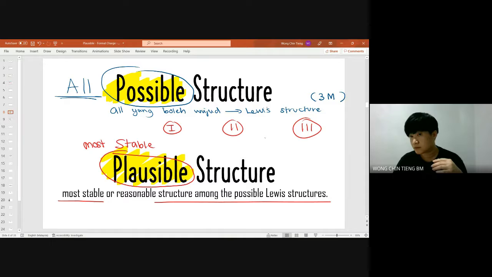Formal charge. Formal charge. Laika tak ada lagi kah? Laika? Not here. Dia ada ke petang tadi? Pagi tadi?